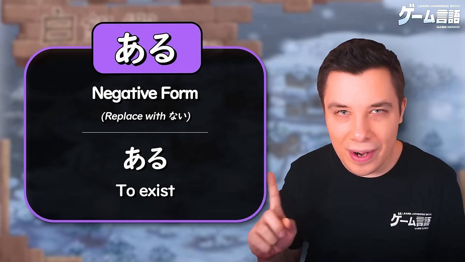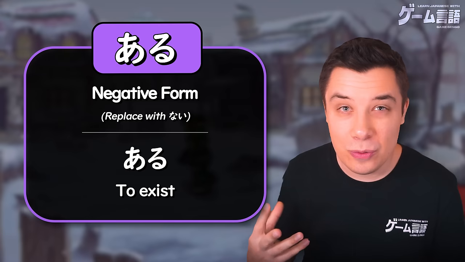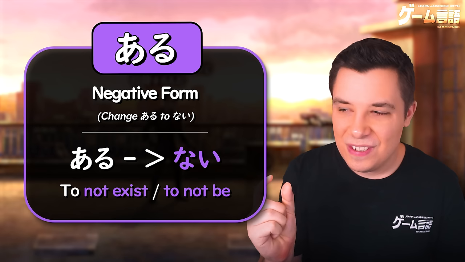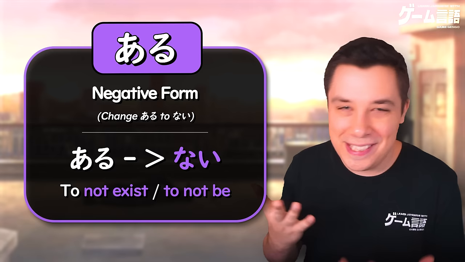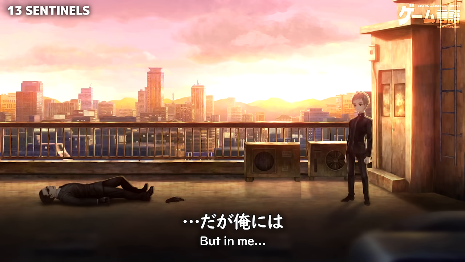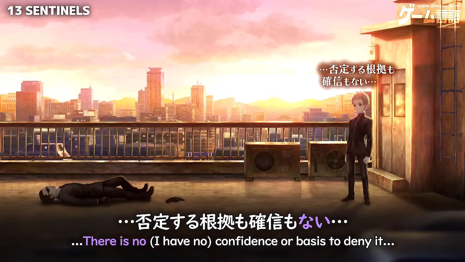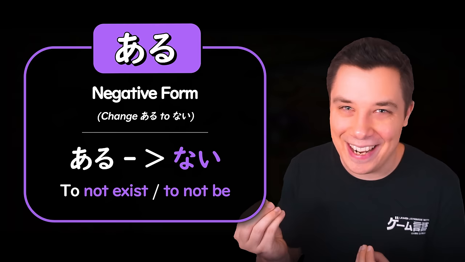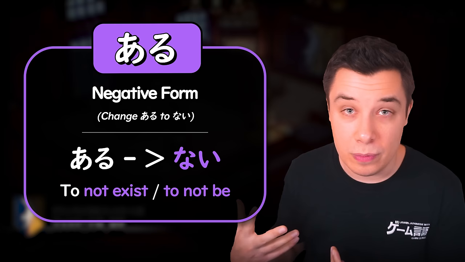Now, there is one extra exception for the nai form, and that is for the verb aru, to exist. Actually, the negative form of aru is nai. This is a little bit irregular, right? It doesn't follow any of the previous rules that you've learned. Aru means to exist, nai means to not exist. Just remember that this verb behaves a little bit differently from the rest of the verbs, because it literally is nai, just in the positive form. Aru to exist, nai to not exist. And with this same exception, the polite form for aru is arimasu.